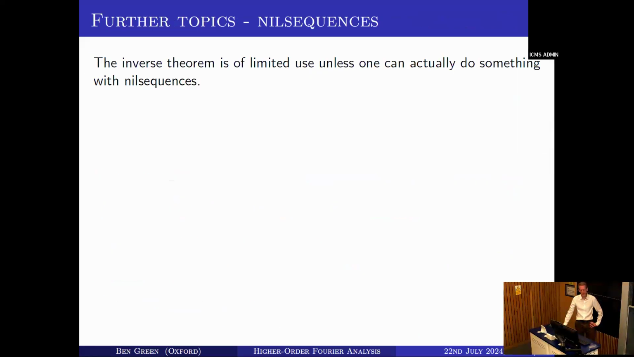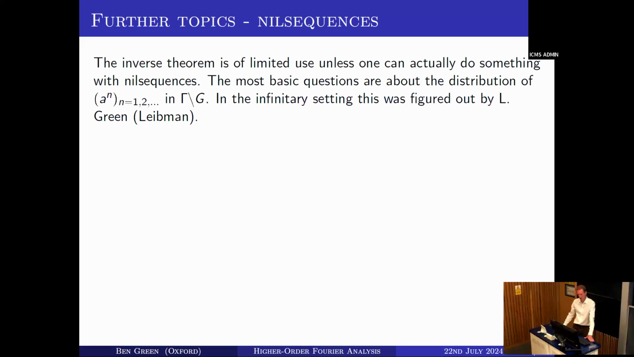Okay, so let me finish by just sort of, I've really dwelt mostly on inverse theorems and the state of the art there. There's been a lot of recent movement on that, as we'll hear. But let me just run through what some of the further topics in higher order Fourier analysis are. The inverse theorem by itself is of limited use unless you can really do something with nilsequences. And the most basic questions about nilsequences themselves, like what is their distribution in G mod Gamma, in the infinitary setting where you're looking at the whole sequence, that was figured out by Leibman. And Leibman did a lot of work on polynomial sequences.